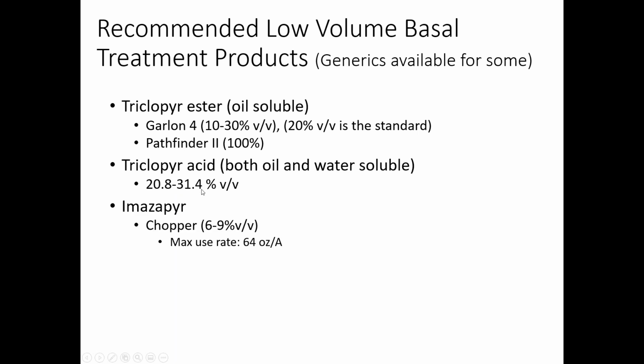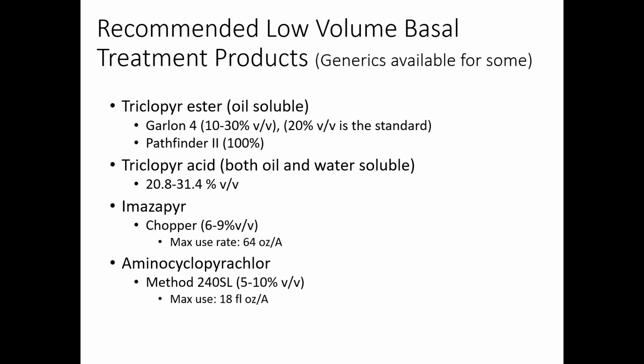Imazapyr is another one that has been utilized, Chopper, 6 to 9% on a volume to volume basis with max use rate of 64 ounces per acre. I'll get to max use rates in a minute. And then Method is a newer one, aminocyclopyrachlor, which is recommended for basal at 5 to 10% on a volume to volume basis. However, it's got a max use rate of 18 fluid ounces per acre, which means you're not going to be able to treat very many trees at all.